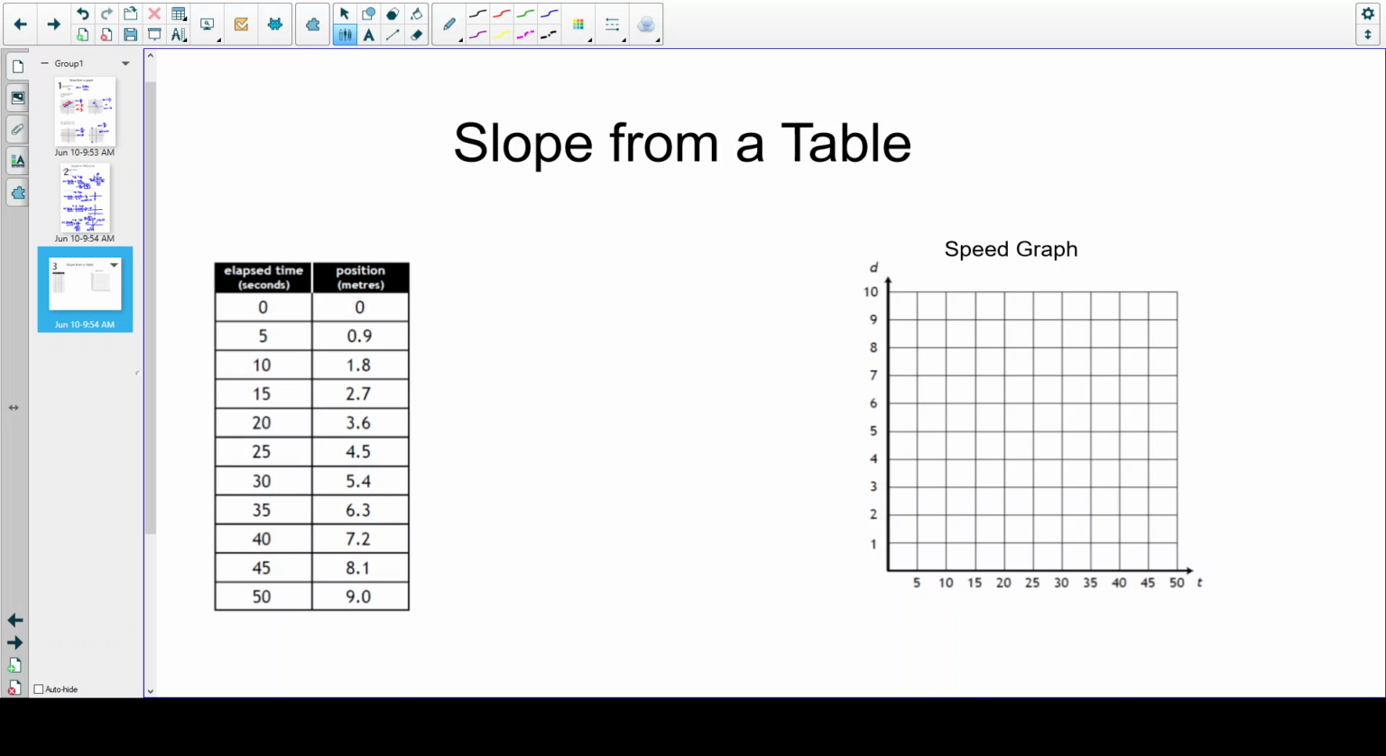For our last mini lesson in slope, we're going to look at finding the slope from a table of values. So for grade 10, this should be a review from grade 9, but we'll go over all of this so you guys have a bit of a connection between the 2 years, I hope.